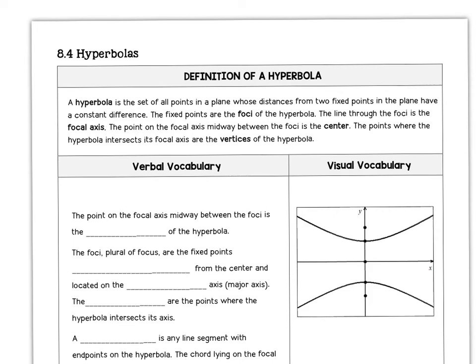Okay, and the last lesson for conics is 8.4, hyperbolas. A hyperbola is the set of all points in a plane whose distances from two fixed points in the plane have a constant difference.